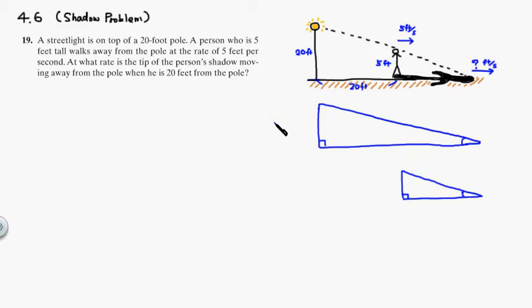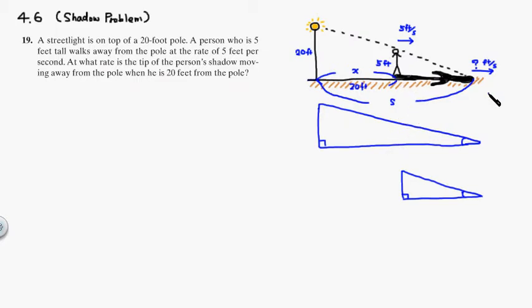First thing we do is give variables for changing quantities. The person is walking away, so the distance between the person and the pole is changing. So I'm going to call this x. So x is just the distance between the pole and the person. Another quantity that's changing is the distance between the pole and the tip of the shadow. I'm going to give a variable for that. Since it's a shadow, I'll call it s.